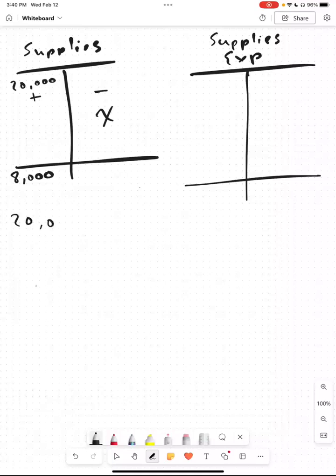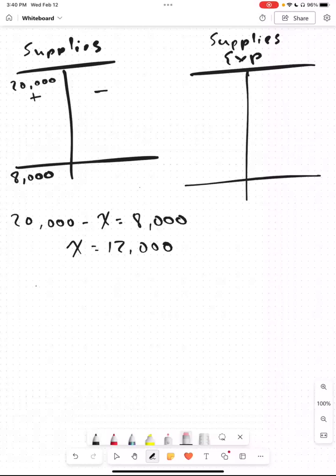So we're going to take 20,000 minus X equals 8,000. If we work that out, hopefully you can work that out, you'll see that X equals 12,000, right? So here, instead of X now I know I've got 12,000, okay? So this 12,000 is going to go right here to supplies expense as well, okay? This is your debit, this is your credit, okay? It's an asset account.